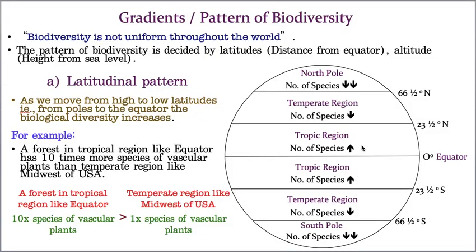Try to memorize this particular graphical representation, obviously you will understand. And one key point you need to understand is this up arrow mark indicates the number of species is more, this down arrow mark indicates the number of species is less, and this two down arrow marks indicate an even lesser number of species. If you understand this point, it is very easy to learn or memorize this graphical representation, that is, the latitudinal pattern of biodiversity.